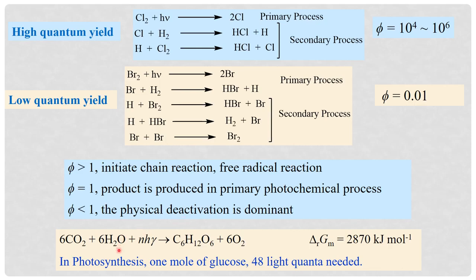Here is one example, the synthesis of glucose by photosynthesis. One molecule of glucose is synthesized when 48 light quanta are absorbed. And that's all about the basics of photochemistry.